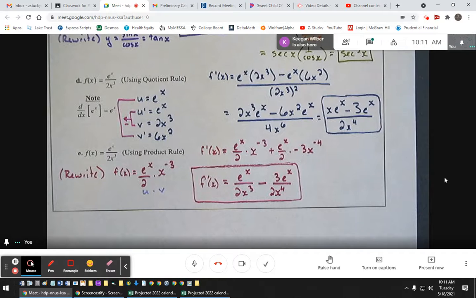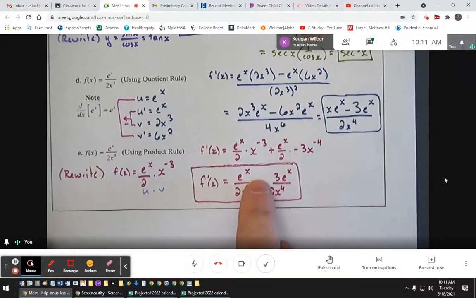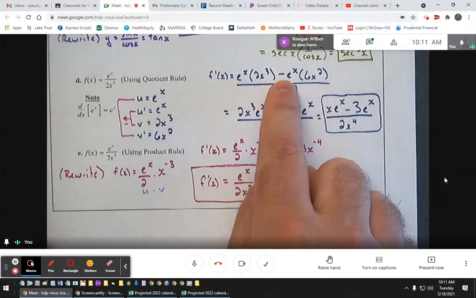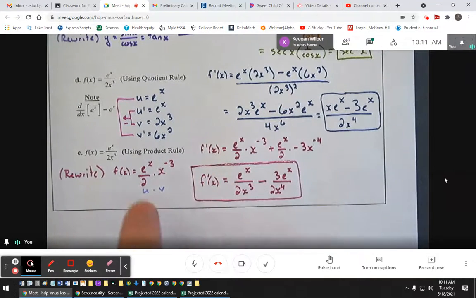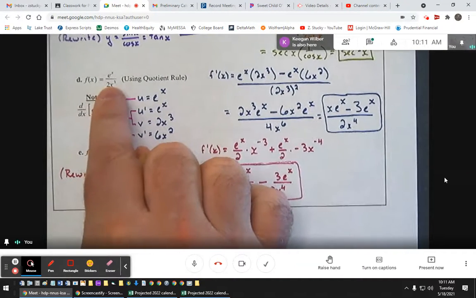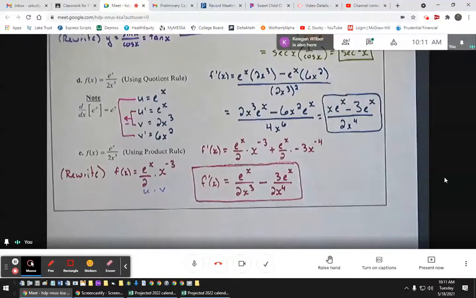Could you do it both ways for any of them? Yes, that's my point. If you prefer, what didn't I have to do here? Over v squared. And what didn't I have to do here? Remember to distribute the negative. So my point is, you can rewrite stuff to make it easier. Now, I don't care which one you did. Taylor said, I saw this as a division problem, so I would just do that. Yes, awesome, good. My point is that these are the same answer.